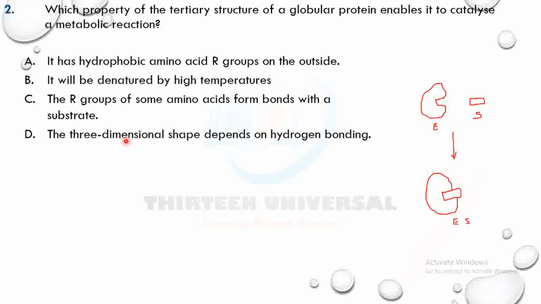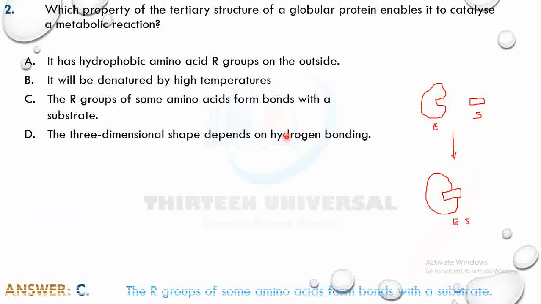Now this option says the three-dimensional shape depends on hydrogen bonding. It doesn't depend on hydrogen bonding alone. It depends on other bonds like disulfide bonds, ionic bonding, and hydrophobic interactions. So C is our answer.